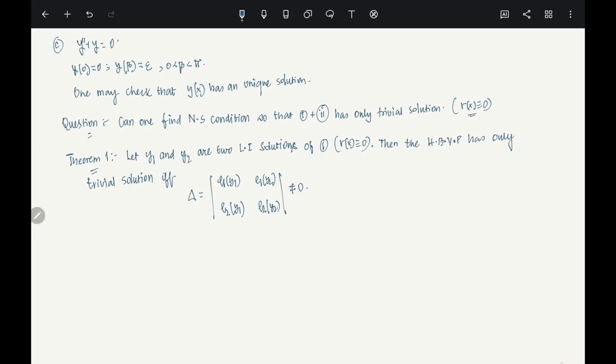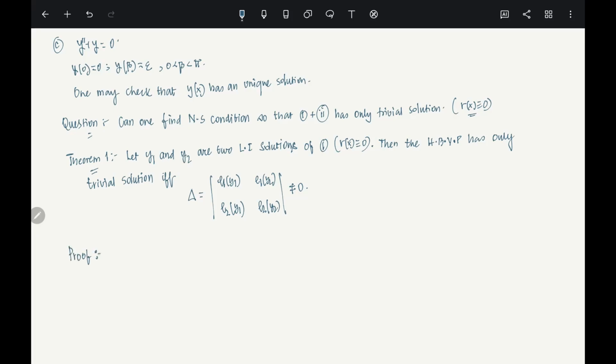You see what happens to L1 when you are putting the sine function. You look at what happens to L2 when you are putting the cosine function, and vice versa. You do that, define that to be delta. If it is non-zero, then you know that the only trivial solution is there. If it only has a trivial solution, then delta has to be non-zero.